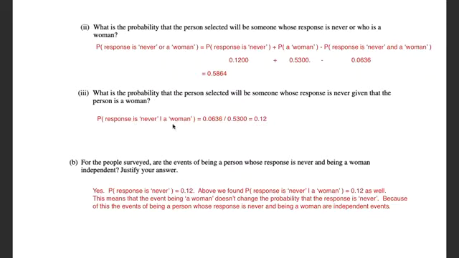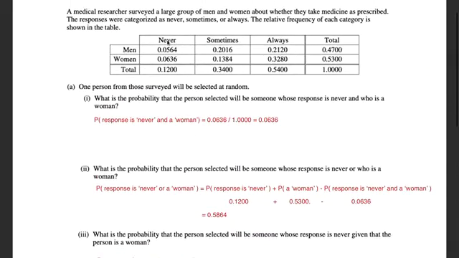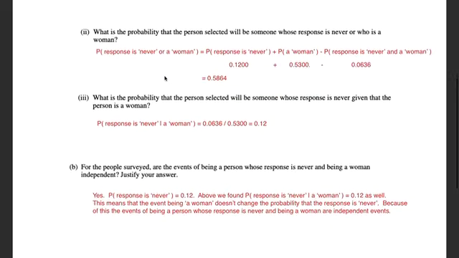Take a look then. This is a conditional probability. What's the probability of a never response given that someone is a woman? That probability is 0.12. Well, but look in the table. The probability of a never response in general is also 0.12. So you need to make that comparison in your answer. And again, you can use the probability notation or you can write it out in words. So the probability the response is never is 0.12.